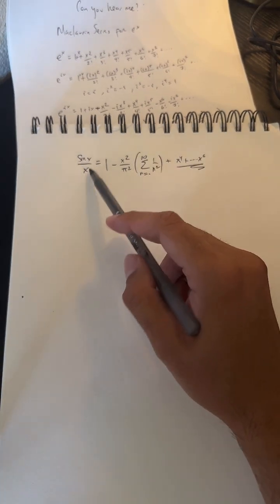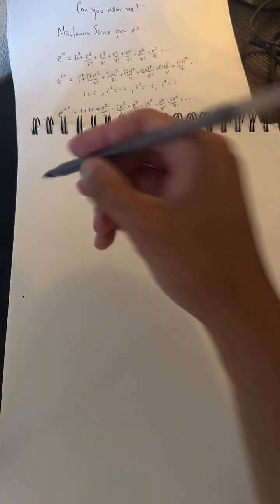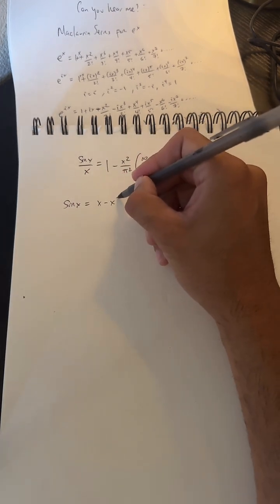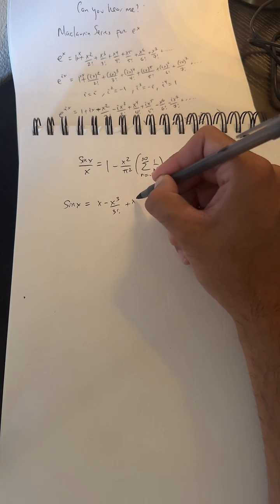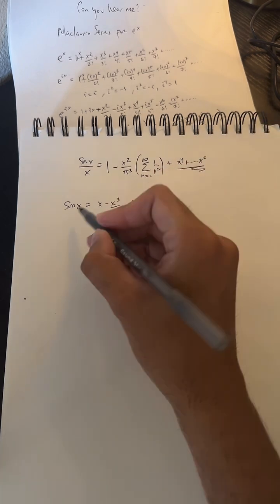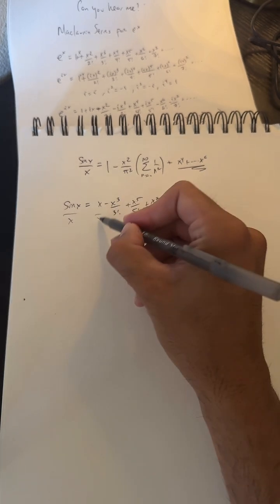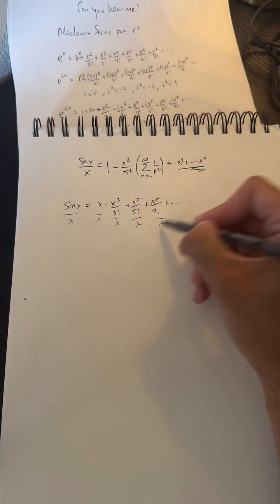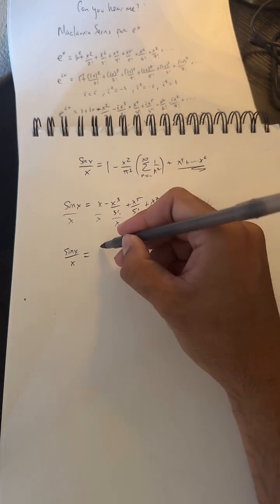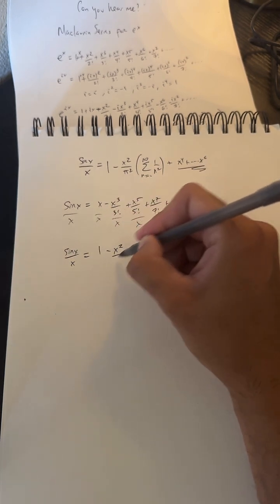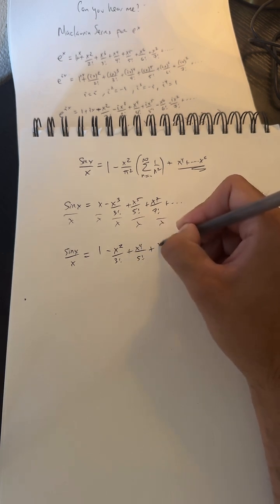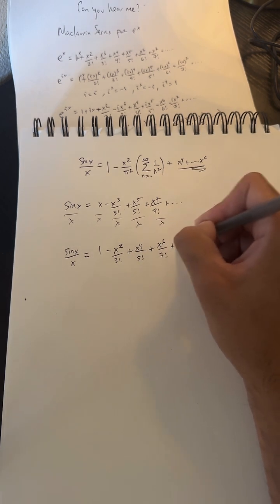All right, so let's go ahead and just revisit the sine x over x real quick. So remember, sine of x is equal to x minus x cubed over 3 factorial plus x to the 5th over 5 factorial plus x to the 7th over 7 factorial, on and on and on. If we divide an x into that, just imagine we're dividing x into every single term in our Maclaurin series. We have sine of x over x is equal to 1 minus x squared over 3 factorial plus x to the 4th over 5 factorial plus x to the 6th over 7 factorial, on and on and on.